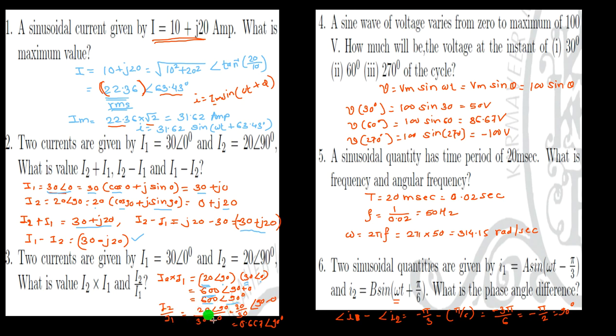What is the value of I2 by I1? It is 20 at an angle of 90 divided by 30 at an angle of 0. So 20 divided by 30 gives you 0.667. The angle of the numerator, 90, minus the angle of the denominator, 0, gives an angle of 90 degrees.